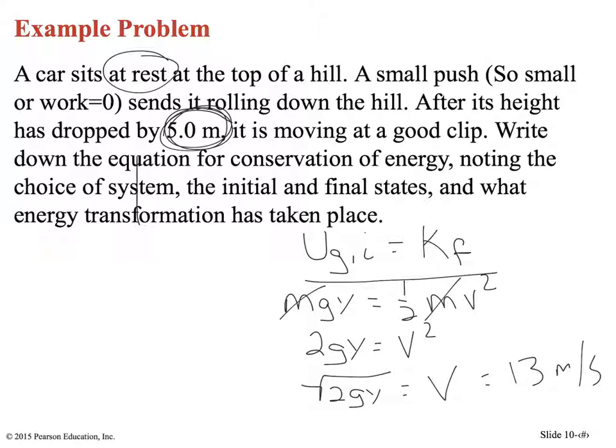So this equation is one that you may want to note: velocity equals the square root of 2 times acceleration due to gravity times y. This equation right here is one you can use anytime in an isolated system. Now if we add work to it, we can't use that equation.